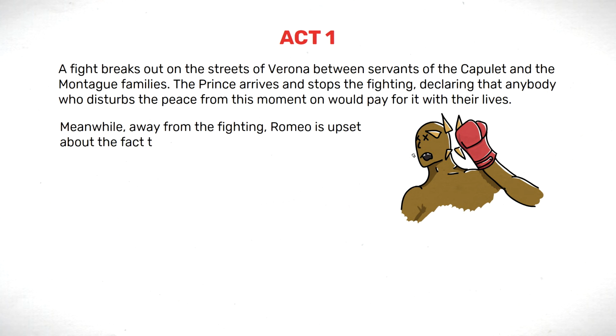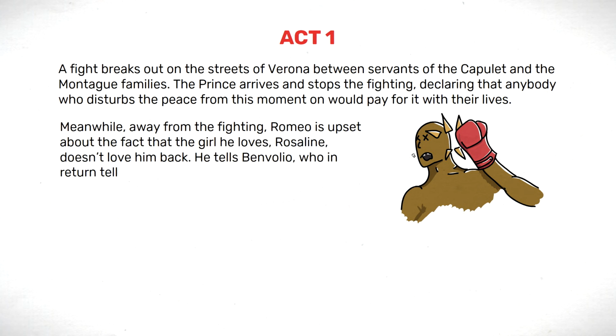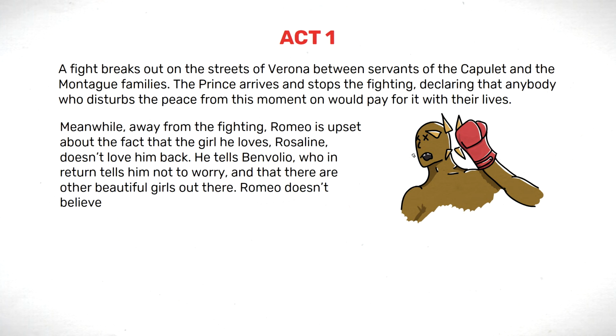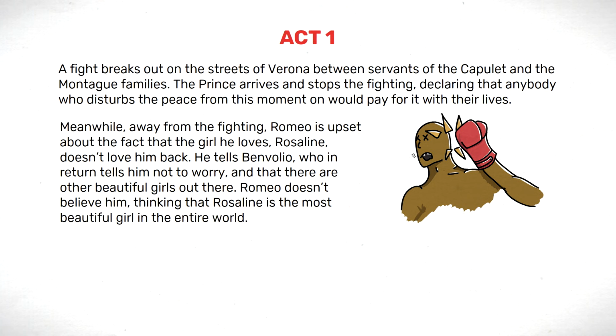Meanwhile, away from the fighting, Romeo is upset about the fact that the girl he loves, Rosaline, doesn't love him back. He tells Benvolio, who in return tells him not to worry and that there are other beautiful girls out there. Romeo doesn't believe him, thinking that Rosaline is the most beautiful girl in the entire world.